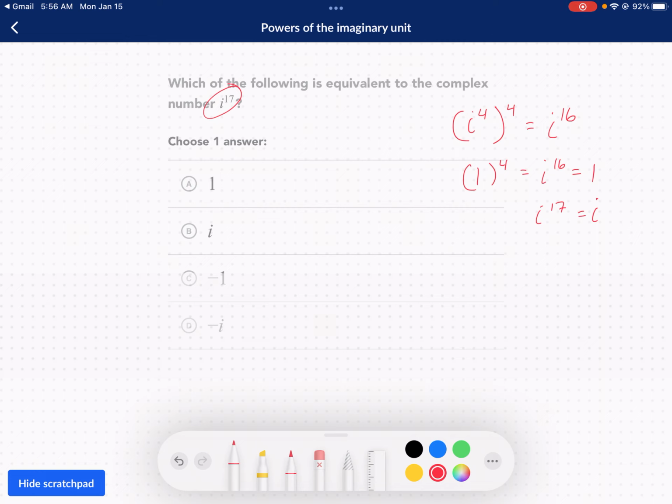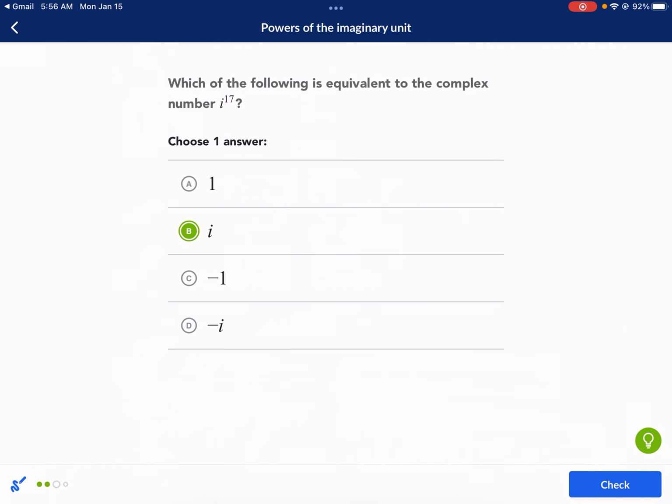Back up to my normal i to the 2nd, i to the 3rd, i to the 4th. This was the i to the 4th reference. Now the next number, we're starting over the series. It's just i. So B is my answer for this.